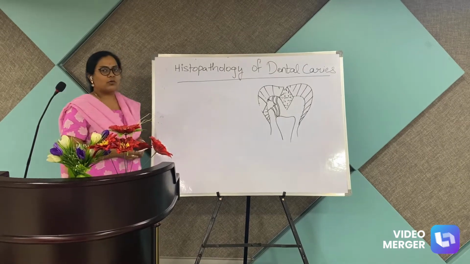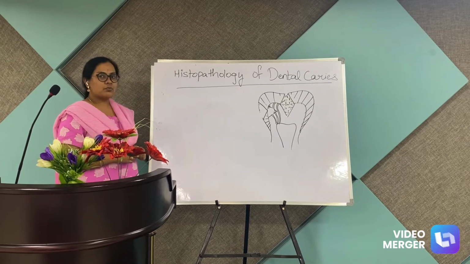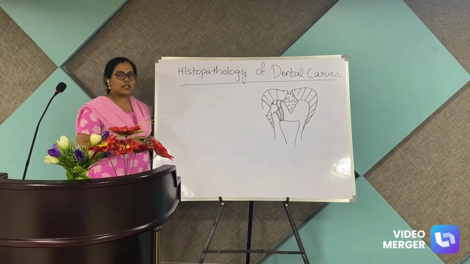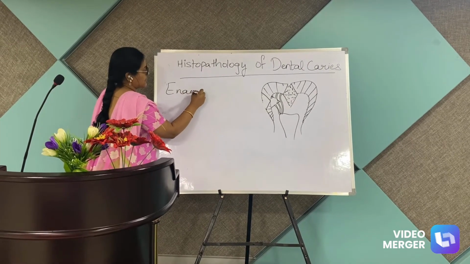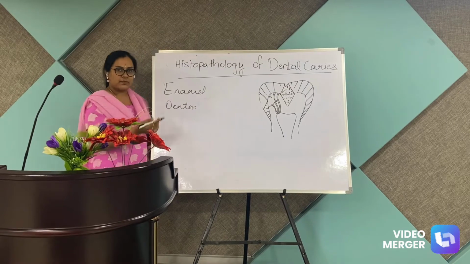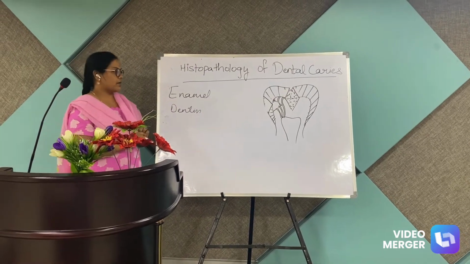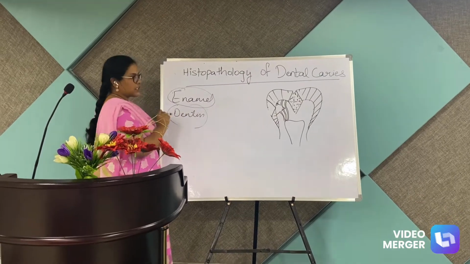Today let's talk about the histopathological aspects of dental caries. In a broader aspect, dental caries can be categorized into caries of the enamel as well as caries of dentin. Of course, you observe cemental or root caries as well, but for a broader aspect, let's deal with only these two conditions today.